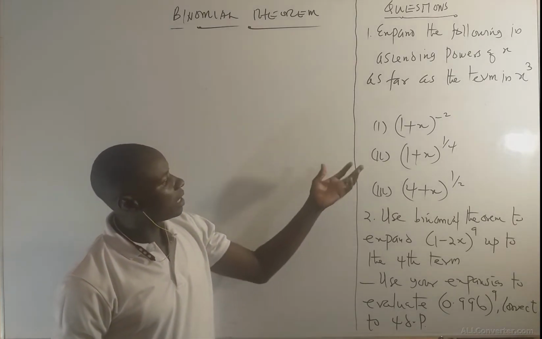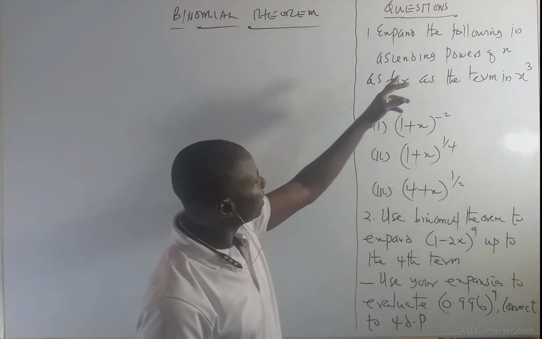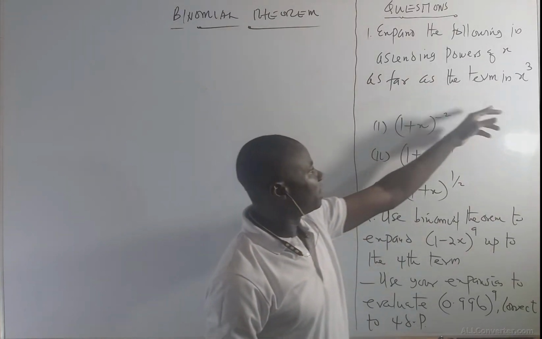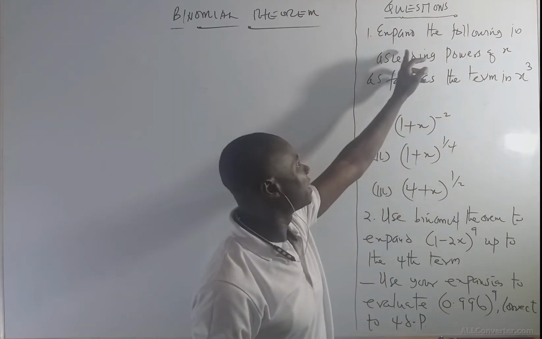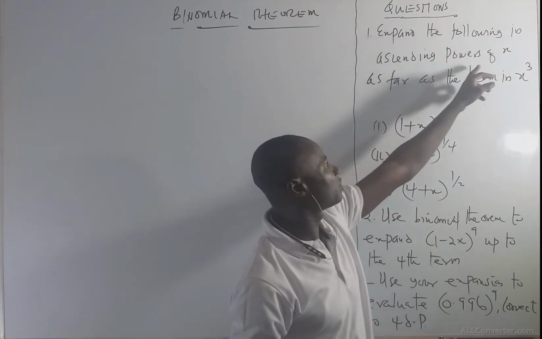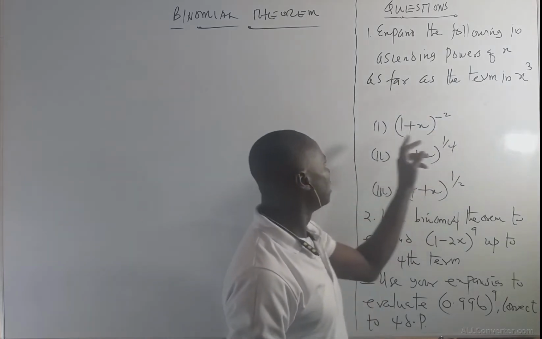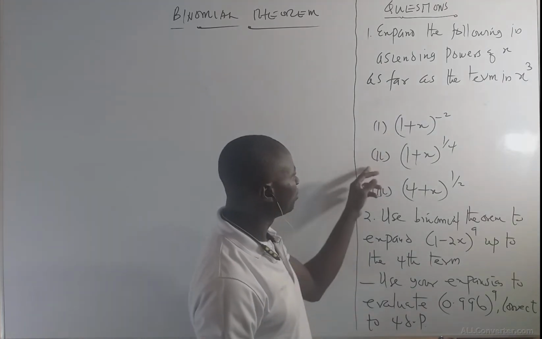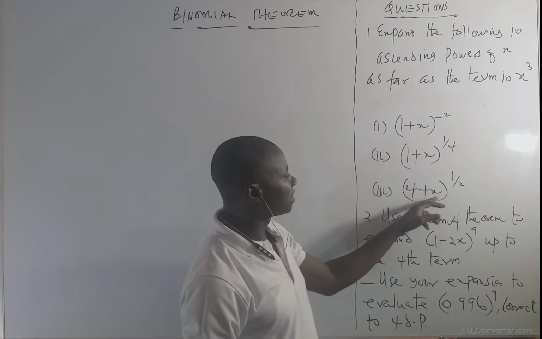In this particular episode, we are going to solve these questions and we are asked to expand the following in ascending powers of x as far as the term in x cubed. This is very important, so take note of this. Then the first one, we are asked to expand (1 + x)^-2. We have (1 + x)^(1/4). Then we have (4 + x)^(1/2).